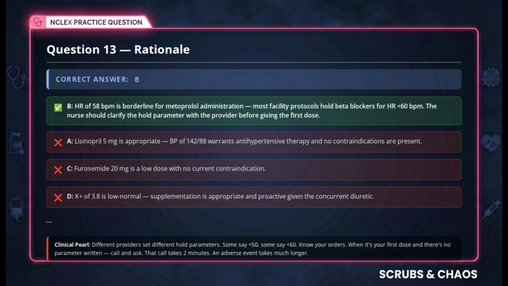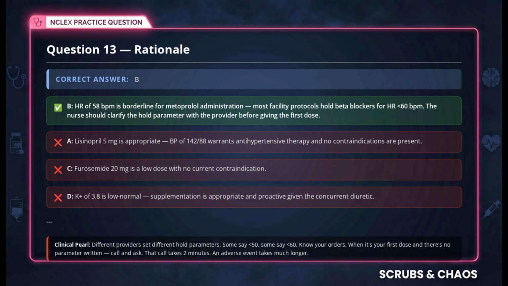B, metoprolol. Heart rate 58 is at the threshold. Most facility protocols hold beta blockers for a heart rate below 60. 58 is below 60. No hold parameter is written in this order. That means you call. You do not guess. You do not assume the provider is fine with it. You make a 2-minute phone call before giving a medication that can slow an already borderline heart further.